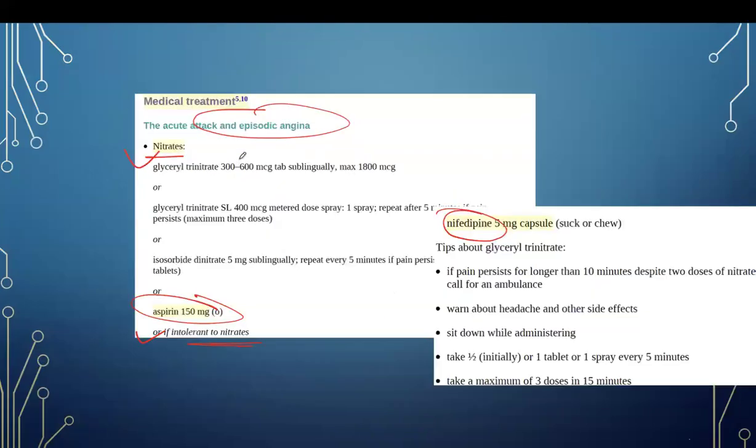And sometimes along with the nitrate, especially as part of secondary treatment, as we said, if the patient has hypertension, you will start the patient on an antihypertensive. We also sometimes give a beta blocker to reduce any cardiac remodeling. So aspirin, antihypertensive, beta blocker, nitrate: these are the treatment of choice for a stable angina patient.